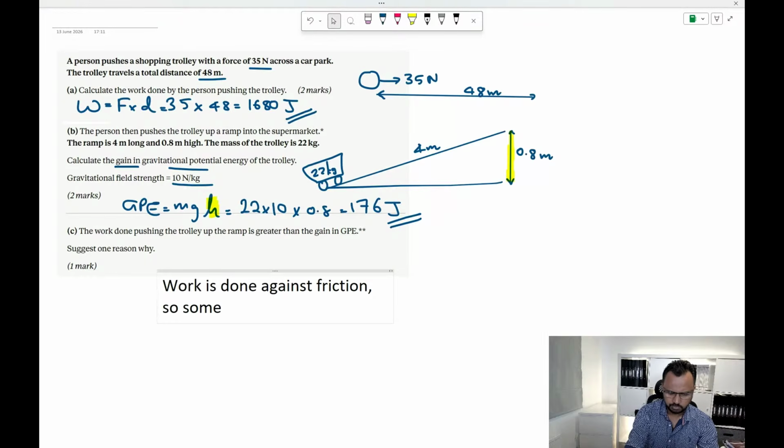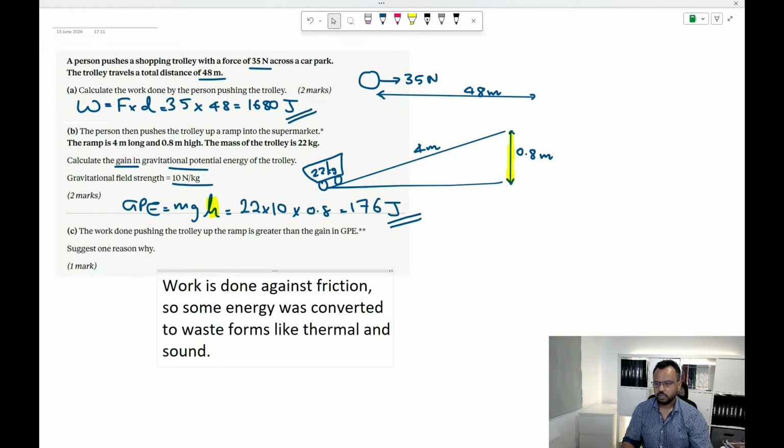So some energy was converted to waste forms like thermal and sound. Now, if someone is moving a shopping trolley up a ramp, you can hear it, right? Imagine you're not looking at that, you are somewhere else, but you can hear it. So that is sound energy. And where does that come from? From the person's energy, right? The guy who is pushing it.